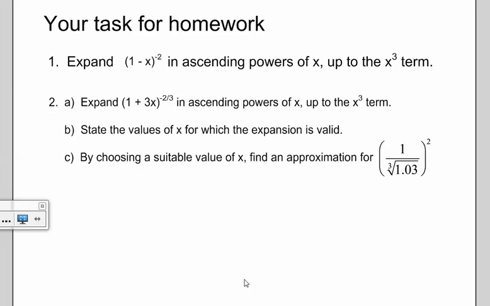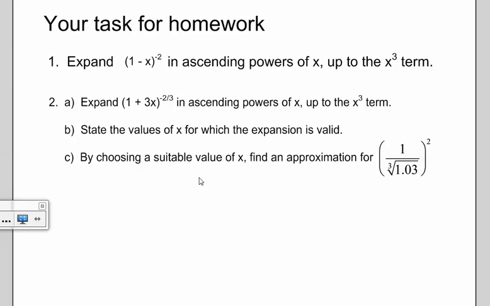So now it's your turn to have a go. I'd like you to do this task for homework. There are 2 questions here. So the first one, quite a simple one, of expanding 1 minus x to the power minus 2 in ascending powers of x. So that's from the 1 and then plus x squared plus x cubed terms. And the second question, slightly more tricky, 1 plus 3x to the power minus 2 over 3, again up to the x cubed term. I'd then like you to think about the values of x for which the expansion is valid. And we're going to talk about that in the lesson as well.